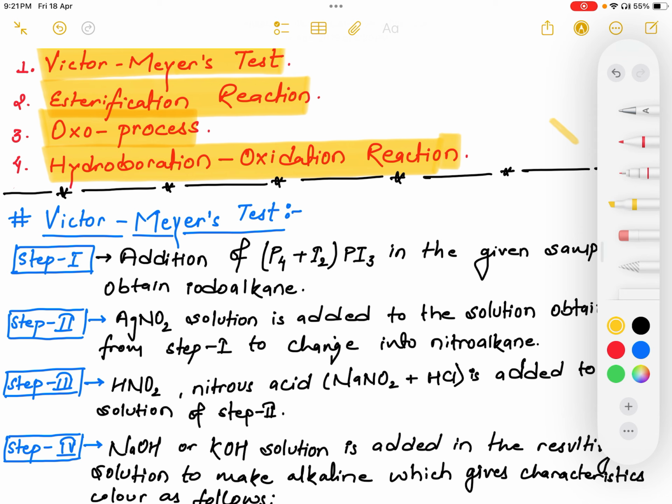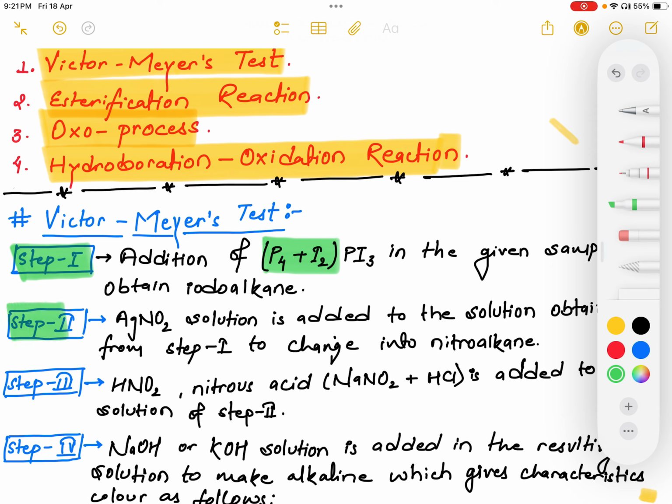Basically, the Victor-Meyer test goes in 4 steps. If you remember the steps, it will be easy for you. In the very first step, you need to treat the given alcohol, that is, we have 1 degree, 2 degree, 3 degree alcohol. In the first step, you need to treat the given sample of alcohol with phosphorus and iodine, P4 and I2.